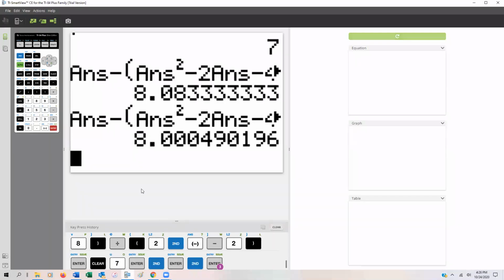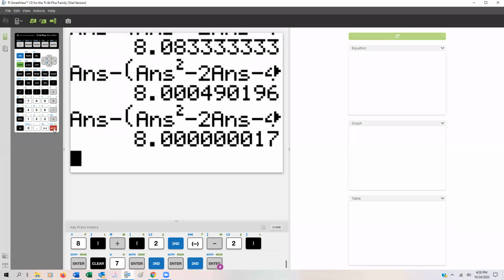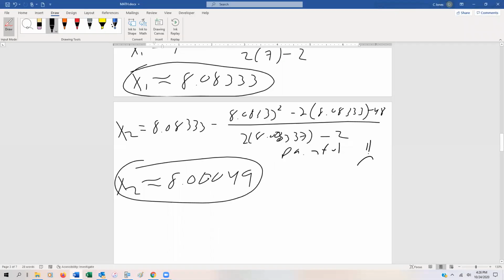Now, we can do this a couple more times. So let's hit enter again. And now we get 8.0000001. I think it's 7 zeros. 1, 2, 3, 4, 5, 6, 7, and 1. All right, so that's x3. And I know the problem didn't ask for x3.